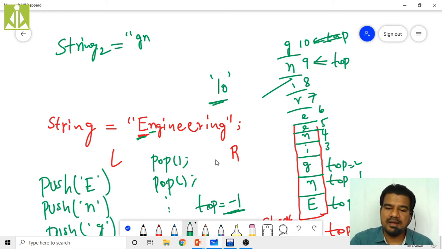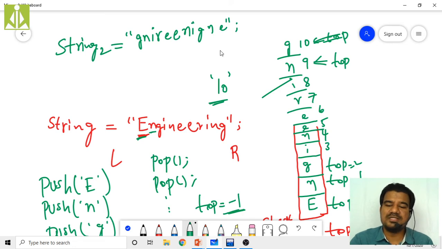So what will happen? It will pop all the characters in reverse order. First it has popped G, then N, then I, then R, E, E, N, I, G, N, E. So like this, your string will get reversed. Engineering, in reverse order.